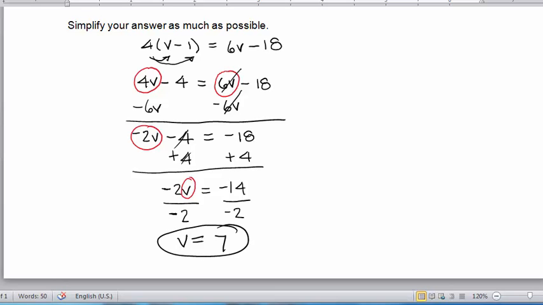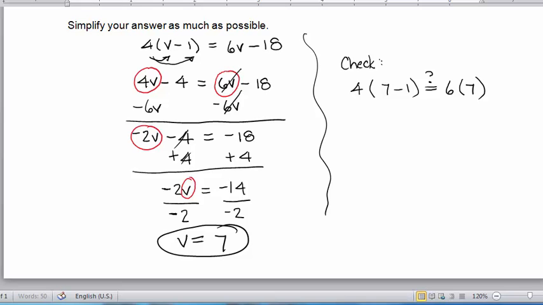Again, I can check my answer. The nice thing about these is that you can always see if you're right, so there's no reason to get it wrong on a test. So I have 4, and I'm going to plug in 7 for my v, minus 1, and I'm not sure yet, does that equal 6 times, again I see another v, so I put in a 7, minus 18.